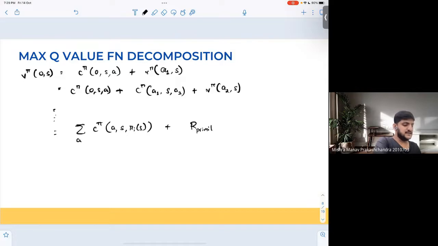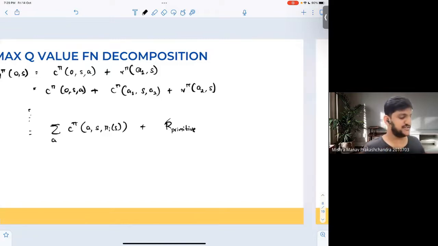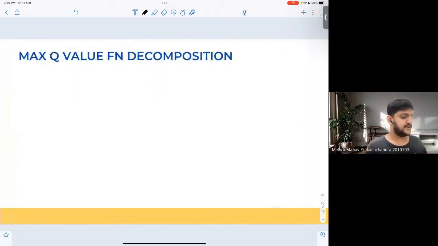I'll call it as the R primitive, right? So this is the reward that you get once you encounter a primitive action, right? So this is how the max Q value function decomposition looks like, right? So yeah, this was all about this framework.